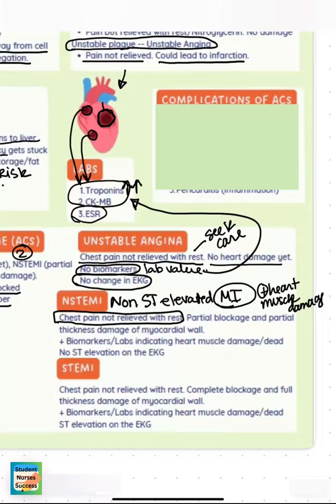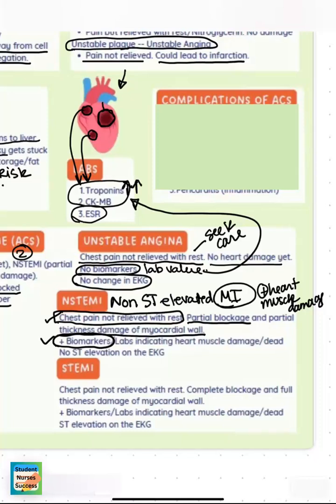Because of your ischemia, you have lack of blood flow to an area and a part of the muscle has now started to die. But because it's a non-STEMI, it's a partial blockage and a partial damage to the myocardial wall. So the whole thickness of the wall isn't dead yet, just part of it is damaged. You know that it's a non-STEMI because you have your chest pain not relieved with rest and you have biomarkers. Because there's damage, we start to see this increase in troponins and CKMB and sedimentation rate.